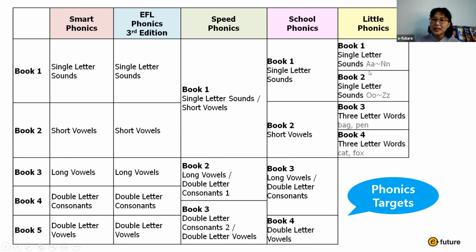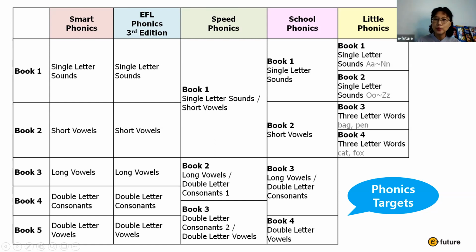Okay, Little Phonics, there are 4 books, but if you look at the level, it only goes up to book 2 of Smart Phonics and EFL-focused, because Little Phonics is for kindergarten, very young children. We divide book 1 into 2 books, book 1 and book 2, and then we divide book 2 of Smart Phonics and EFL-focused into 2 books, book 3 and book 4. So even though there are 4 books in Little Phonics, the level only goes up to book 2 of Smart Phonics. Only single letter sounds and short vowels are covered in Little Phonics.